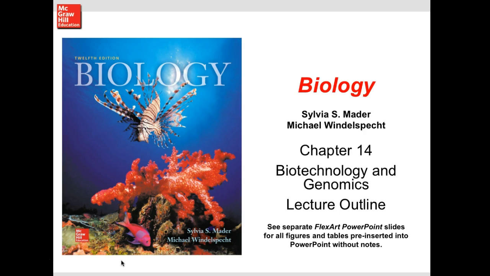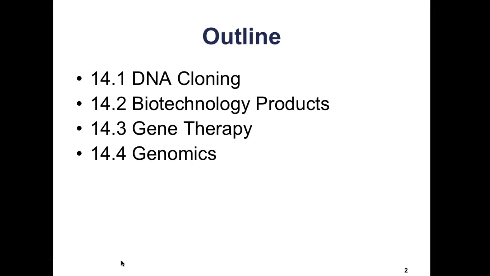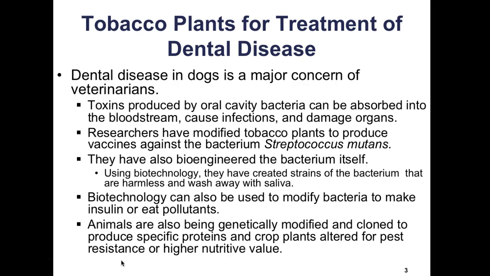I think you'll find this chapter pretty interesting. There are four sections in the chapter. You can see what they are right there. We will cover each one. In the beginning of the text, there's a little discussion on tobacco plants for treatment. You don't necessarily need a copy of this particular slide, but if you actually read that in your textbook, it's an interesting article, and it relates to what we're going to learn about in this chapter.